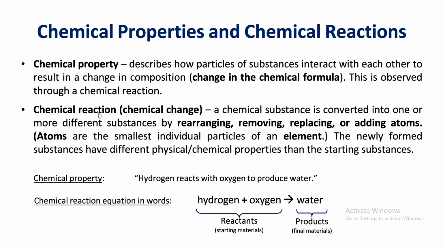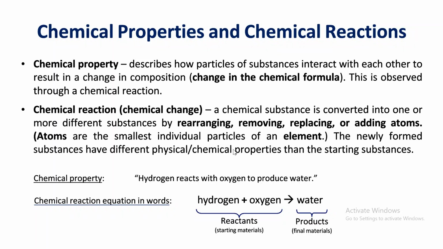It has to be different, and this is done by the rearranging or moving or the replacing or the addition of the atoms. So you can have atoms shifted together, they could be moved, they could be added, they could be rearranged, and you're going to get a new substance. And as a review, atoms are the smallest individual particles of an element. Now, the newly formed substance has completely different chemical and physical properties from the starting substance.